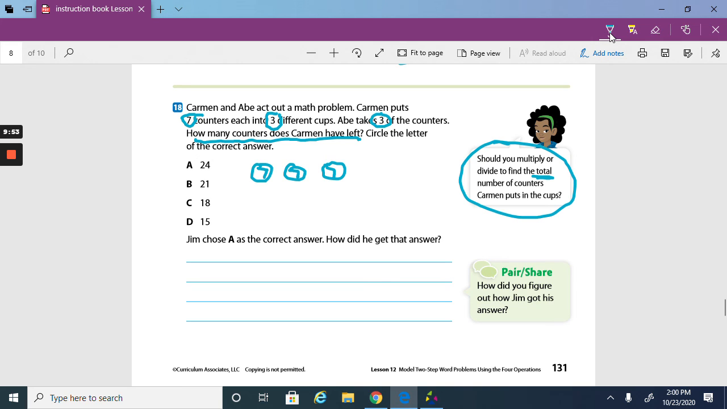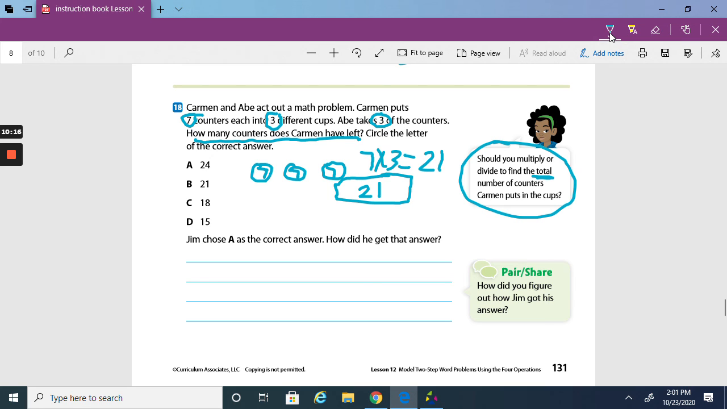When I have repeated addition, I know that that's the same as multiplication. So I'm going to multiply 7 times 3, and that's going to give me 21. So I know that I have 21 total counters. So I'm going to take that 21, that's my total.